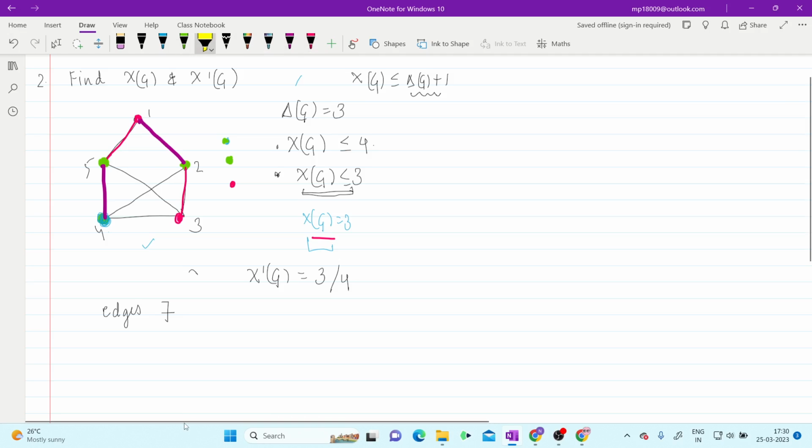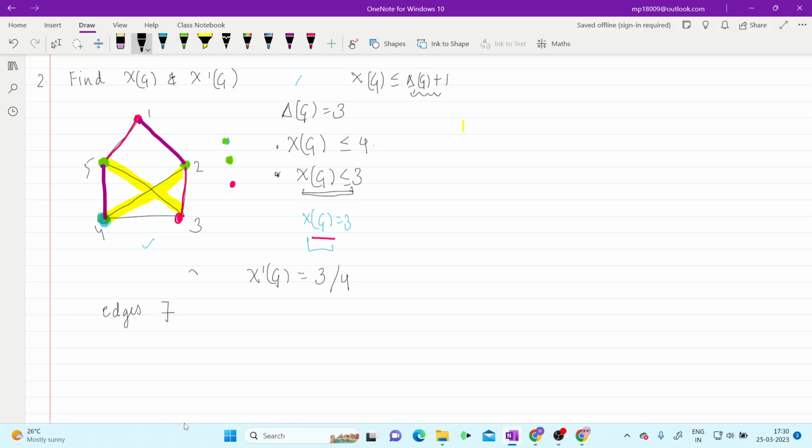So these will be the 4 colors. Yes. And can you repeat that about the chromatic number being equal to delta G plus 1? It is for a complete graph and odd cycles. If G is a complete graph or an odd cycle, okay.